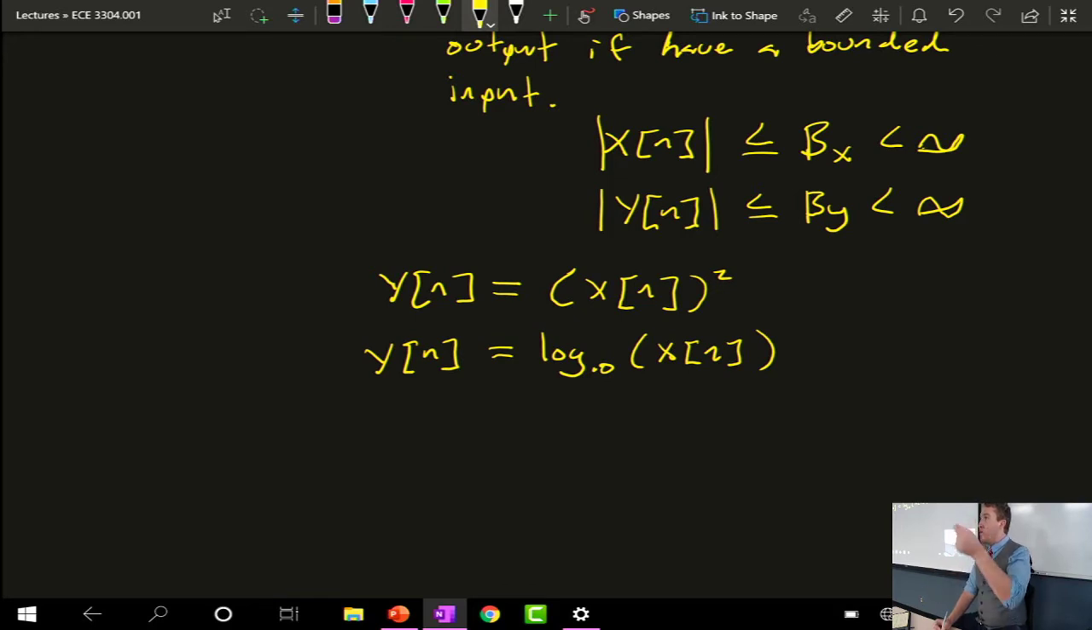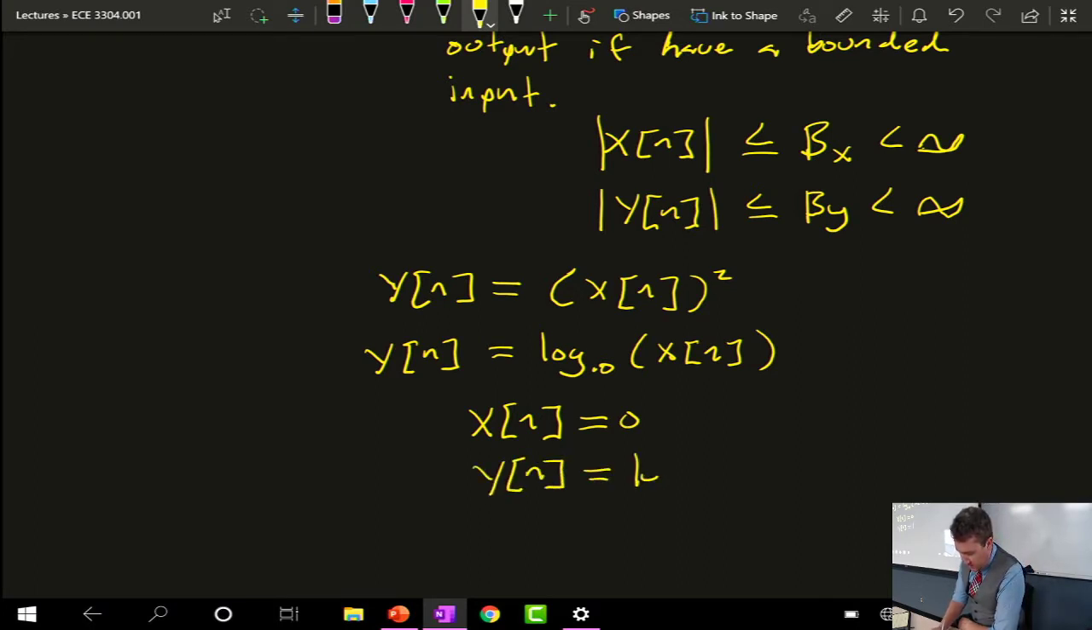Because there you can show an example of if I give it a finite number, in this case if I say that x of n is equal to 0, which is bounded, it's a finite number, then y of n is equal to the log base 10 of 0, which is negative infinity, right? So this is an example, I gave it a bounded input and got an unbounded output, right? So the logarithm isn't stable.